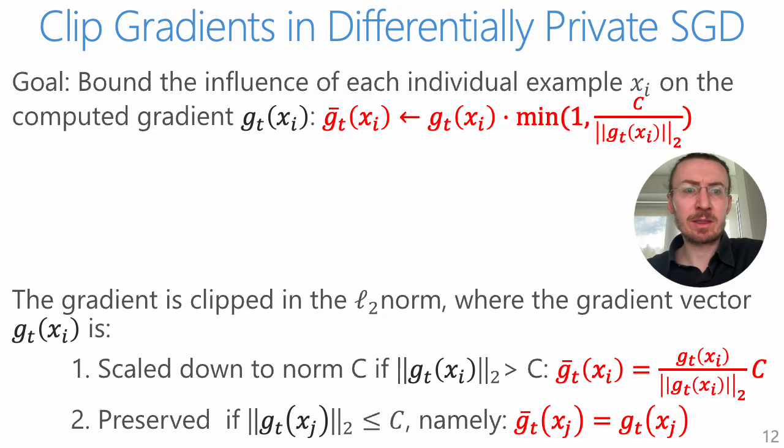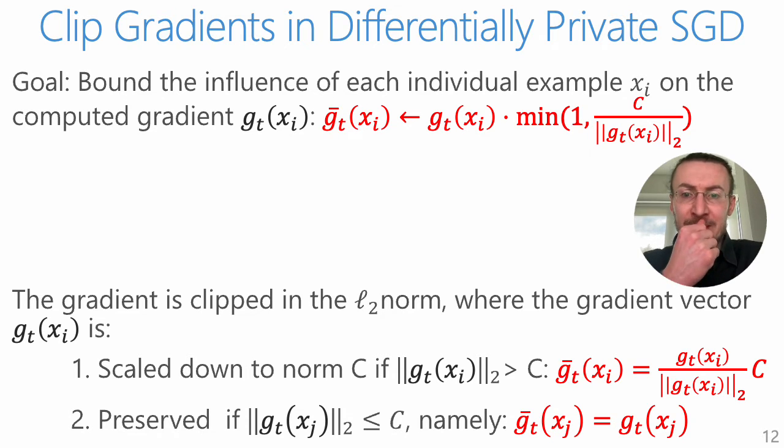So the first one is about norm clipping. Proving the differential privacy guarantees requires bounding the influence of each example on the gradient G. So we clip the gradient so that we have a bounded sensitivity. So we bound how much influence a given data point has on the model parameters, and we clip each gradient in the L2 norm. So the gradient vector G is replaced by G over max of 1 and the norm of G over C, for a clipping threshold C.